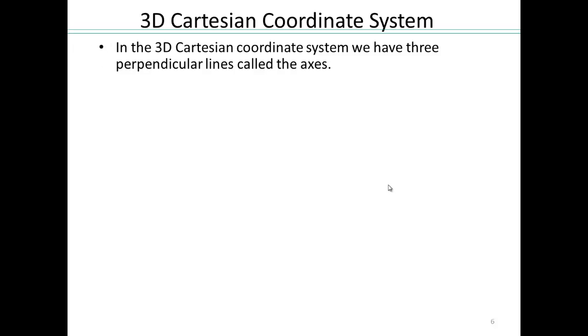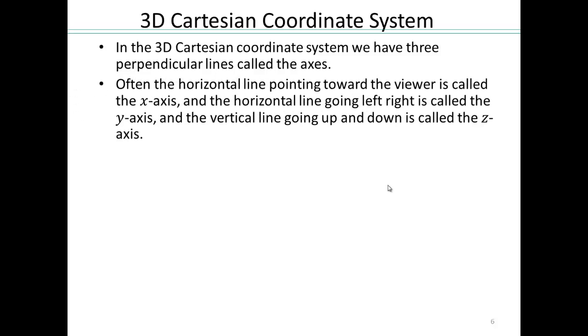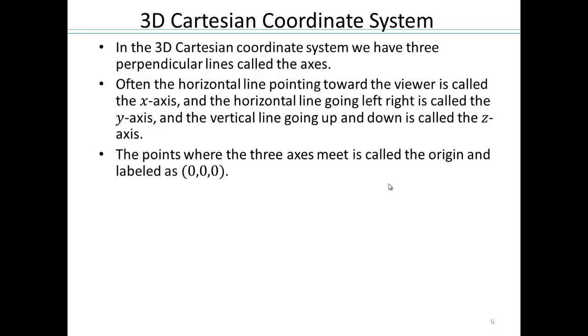So an extension of the two-dimensional space would be to three-dimensional Cartesian coordinate system. What do you think that involves? Remember, we started with real number line. Then in two-dimensional, we had 2 number lines perpendicular to each other. So now we're going to have what? 3 perpendicular lines called the axis. Often the x-axis is pointing towards you. The y-axis will be going left and right, and the z-axis will be going up and down.